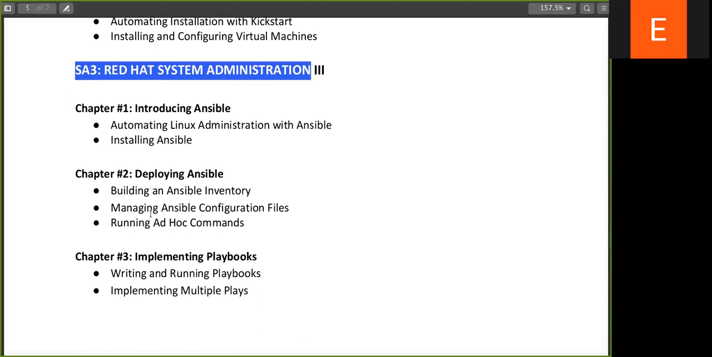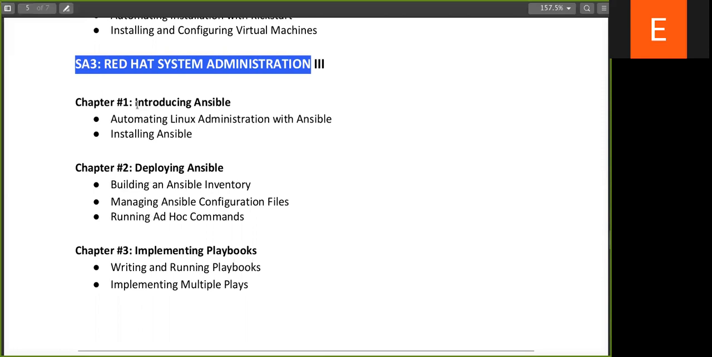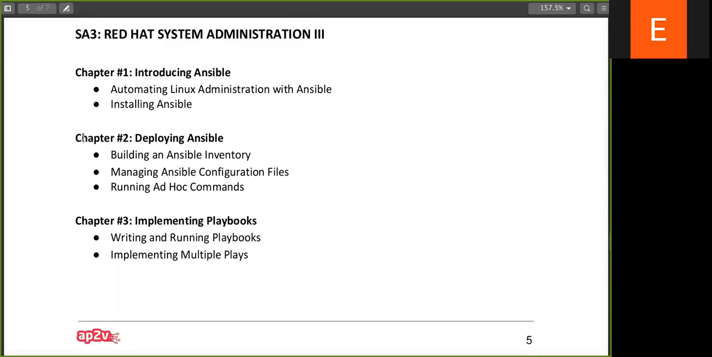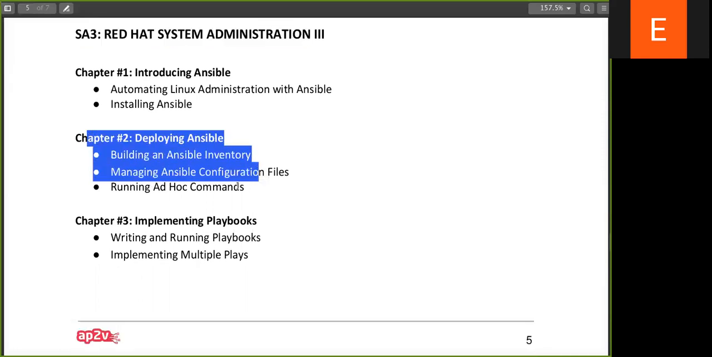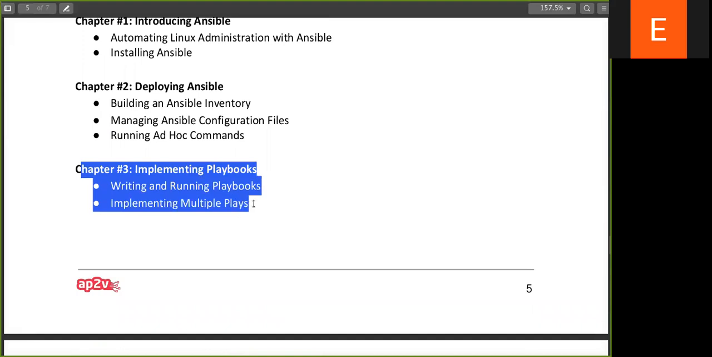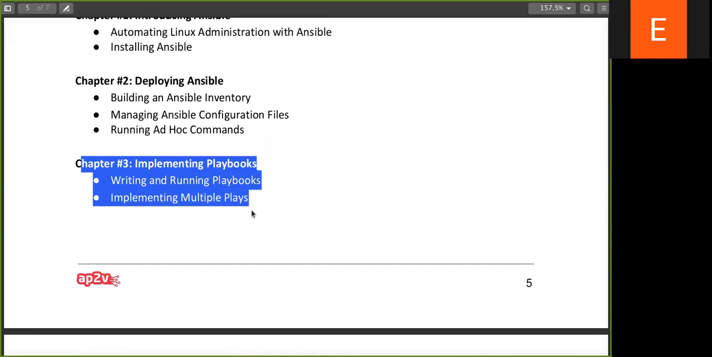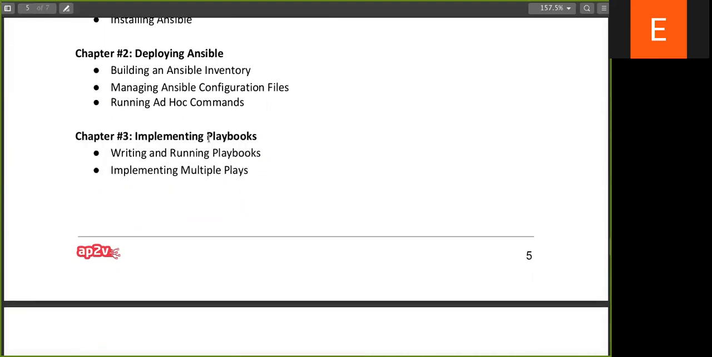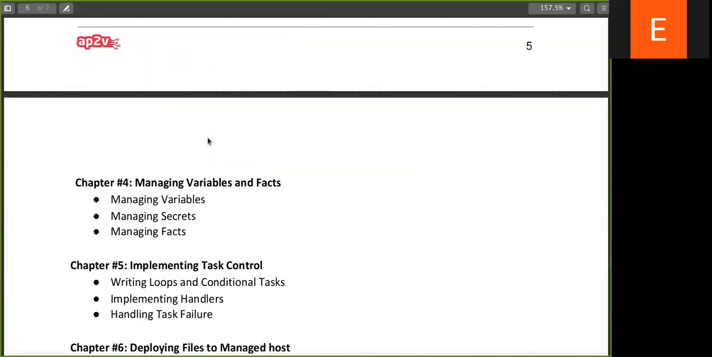In the case of Ansible, we will learn what Ansible actually is inside chapter 1. After that, we go for deploying your Ansible: how can you install Ansible on top of your Linux boxes? After that, we will learn chapter 3, the implementation of playbooks. What is actually a playbook? Let's suppose you would like to do some tasks. A collection of tasks is called a playbook.